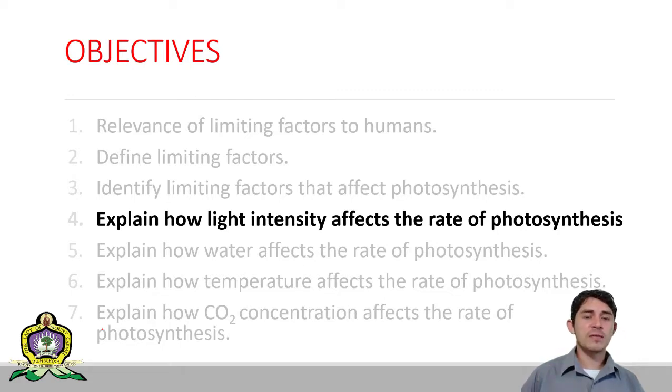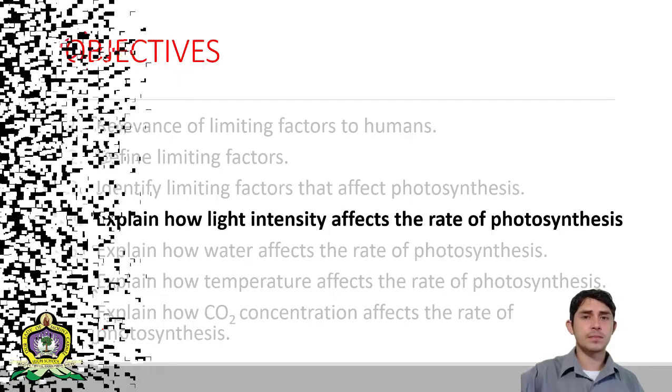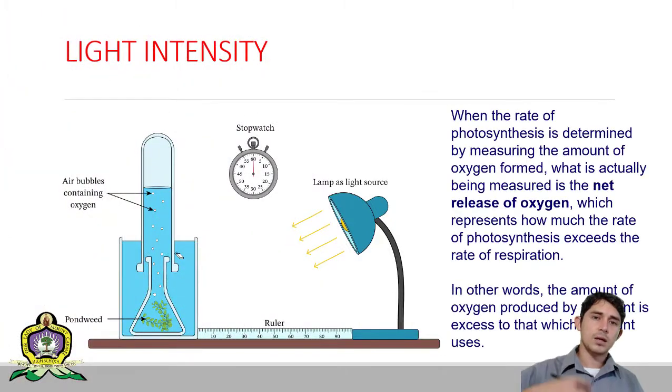This brings us to objective number 4, which is to explain how light actually affects the rate of photosynthesis. So what are you able to see from this setup? The first thing that I need you to look at is that there is a plant. The plant's name is the pondweed, and pondweed is able to grow underwater. That's why it is used in this experiment. What else are you able to see from this experiment? You see there is a test tube.